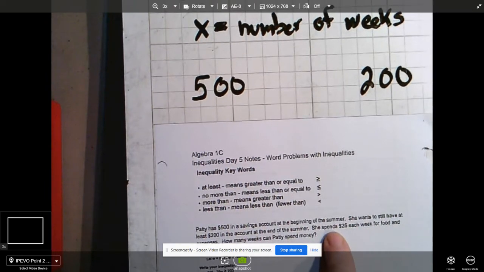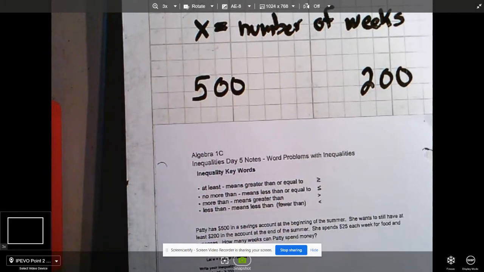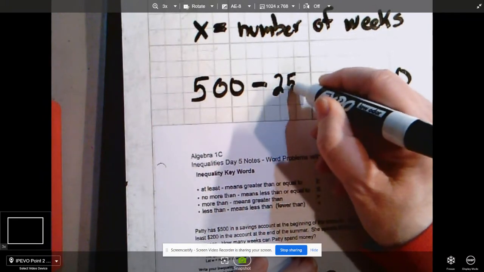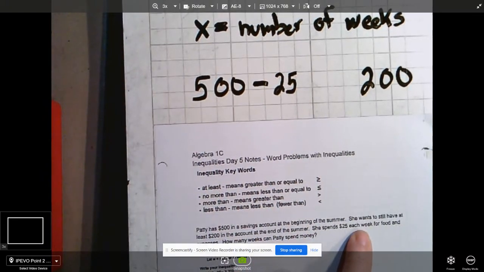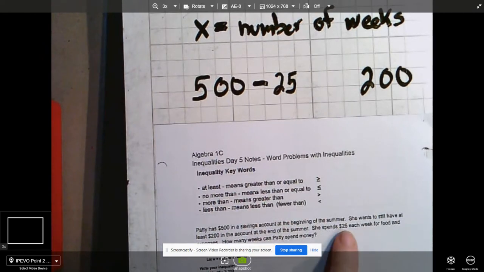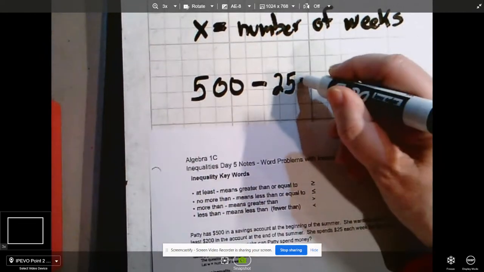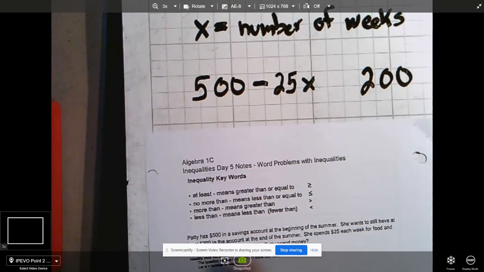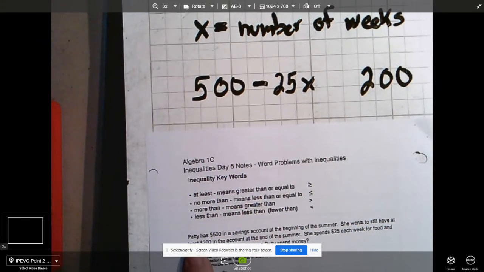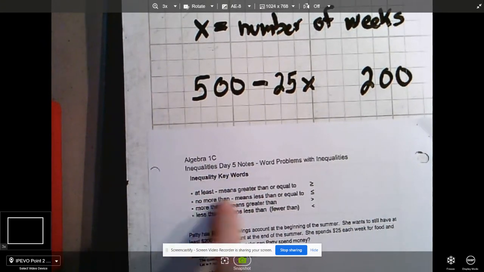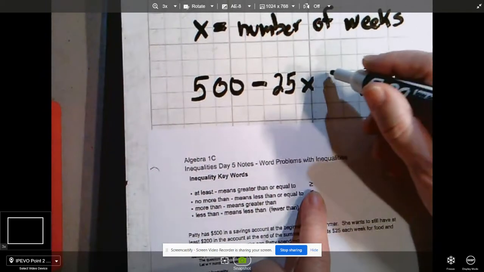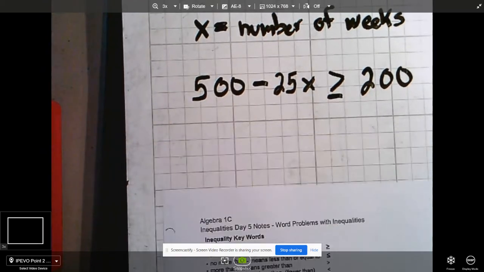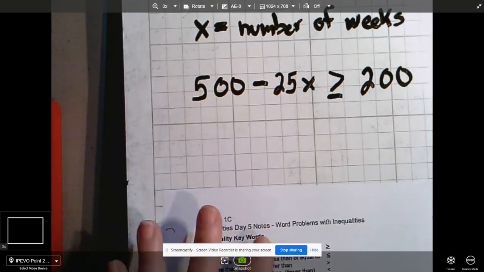All right, well, if she spends it, then that's going to reduce her $500. So that would be minus $25. But we don't know how many weeks she's going to be spending money over the summer, so we have to put our variable in, x. And it says she wants to have at least. So if we look up here, at least means greater than or equal to. So I'm going to put my greater than or equal to symbol right in there. So now I have an inequality that I can solve in order to figure out this word problem.